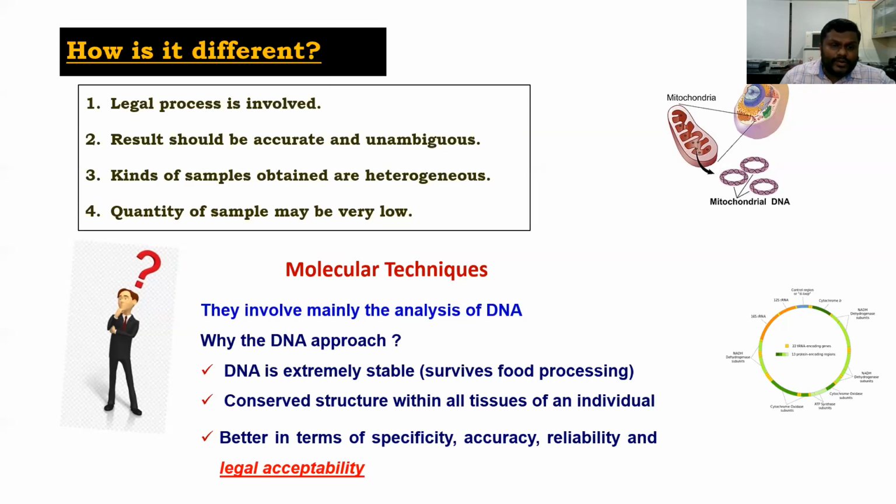Now, I already explained the kind of samples we obtain; they are highly heterogeneous, and the quantity may vary. Sometimes, very interestingly, I may not be able to recover even 1 gram of sample from a packet sent by the department, or sometimes I may receive 20 to 25 kilograms of meat where I need hardly 50 grams, and finally only 25 to 50 milligrams. This is a complex situation. Considering all these points, the samples are heterogeneous and we need accurate and unambiguous results.